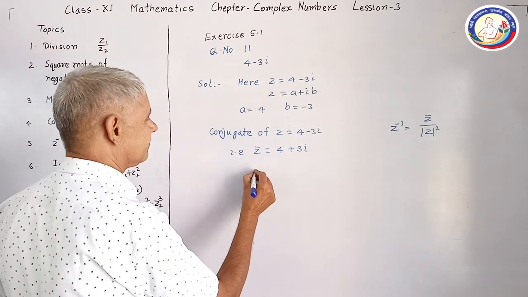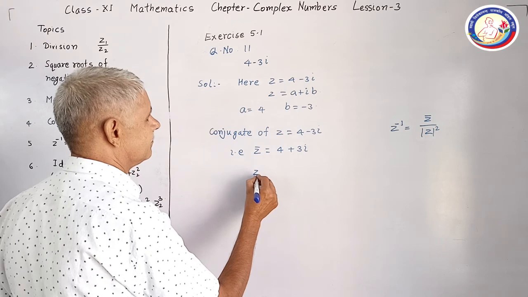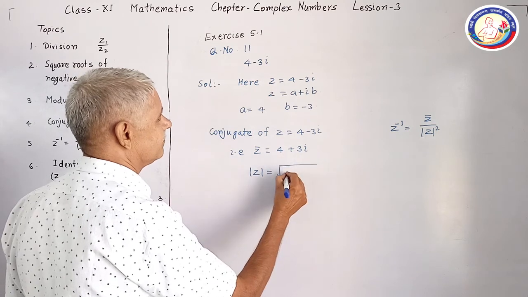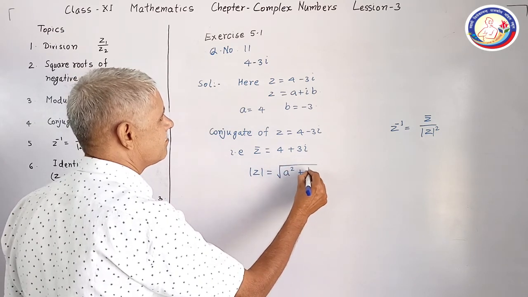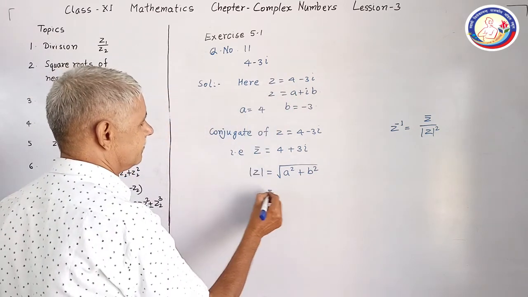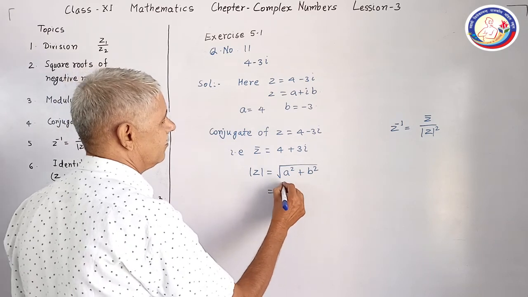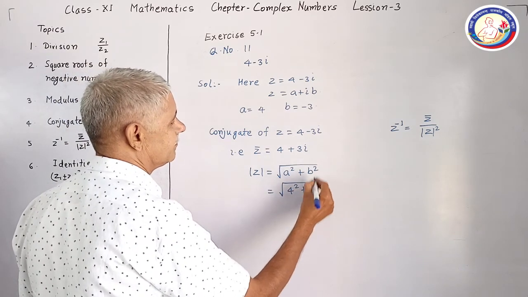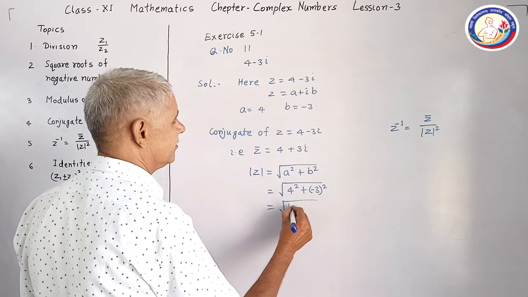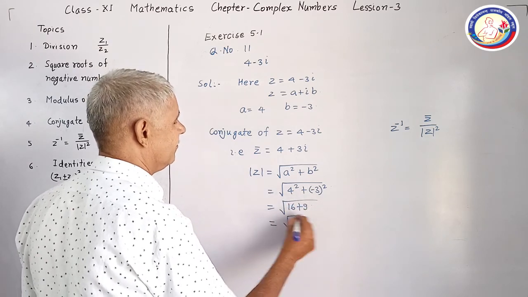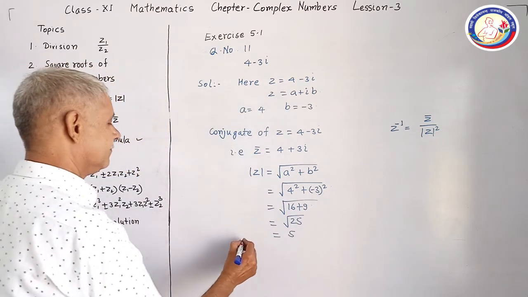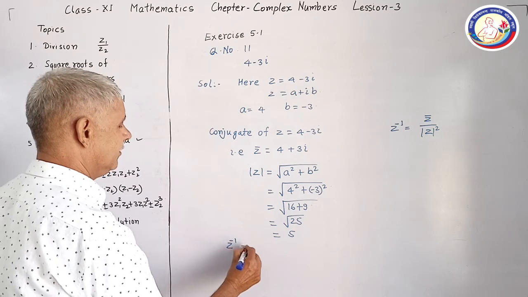Again, modulus of z equals square root of a² plus b². Put here the values. Here it will be square root of 4² plus (minus 3)². This will be square root of 16 plus 9, that is square root of 25, and it comes out to be 5.